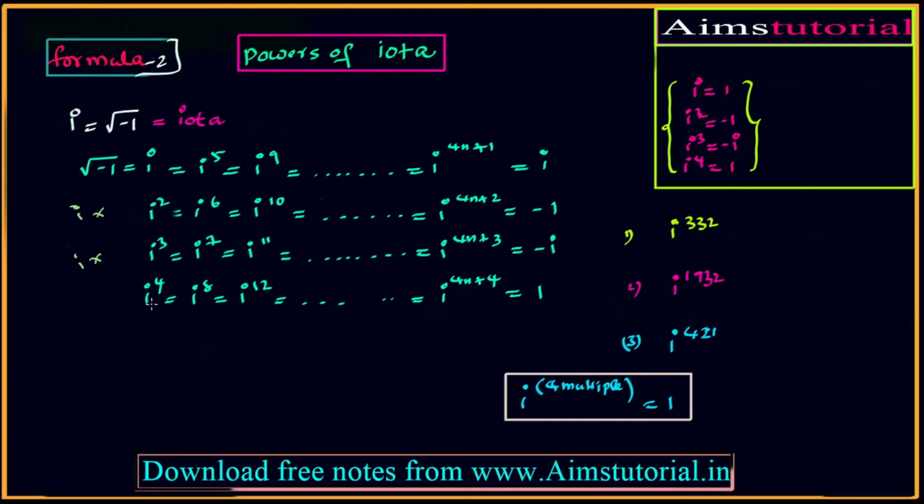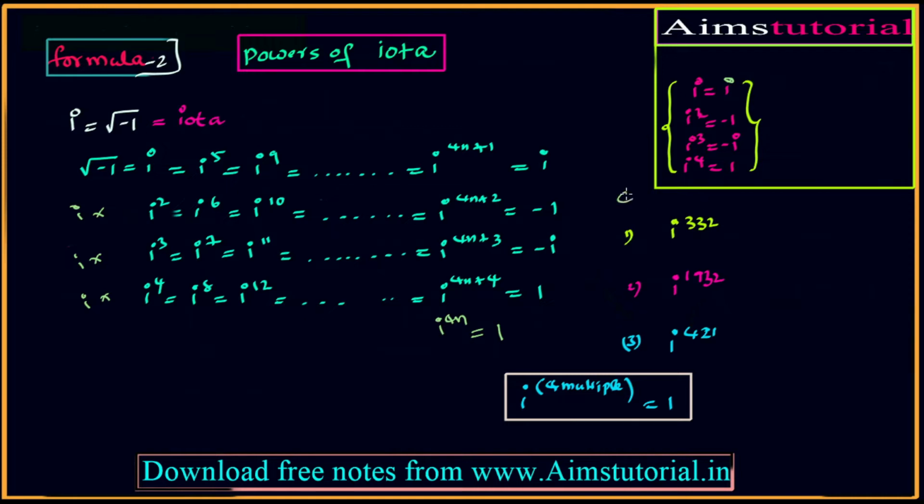Next, i to the power of 4. If you multiply with one more i, i cube into i gives i power 4, or i power 8, or i power 12, and so on. In general, 4n plus 4, or simply we can write 4n again. So i to the power of 4n equals 1. So to summarize: i equals i only for power 1, i square is i into i, that is minus 1, i cube is minus i, and i power 4 equals 1.